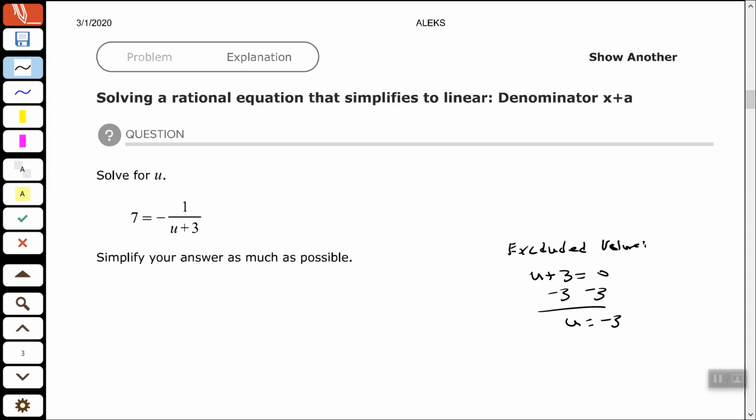So that tells me that once I solve this equation, I can have any answer except -3. Because if I get -3 and replace u with -3, -3 plus 3 is 0 in my denominator, which would make that undefined. Okay, so that's just a side note there. We may or may not use it. All right, so the only denominator I have is u plus 3, so I want to clear my fraction by multiplying by that denominator, multiplying both sides by u plus 3.